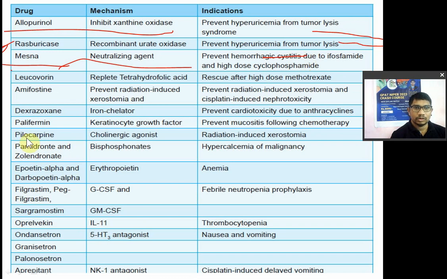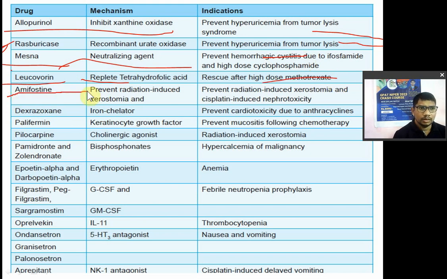Okay. Leucovorin is a drug which is used to prevent the folate toxicity. Or it is used to prevent the methotrexate toxicity. So it replenishes tetrahydrofolic acid. Leucovorin मतलब क्या है? फोलिनिक एसिड होता है. So it is used to rescue the methotrexate toxicity. It is known as the leucovorin rescue.